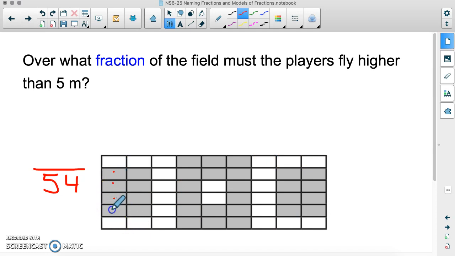Now we need to find out how many of these squares are actually shaded. So 1, 2, 3, 4, 5, 6, 7, 8. There's 8 on this side too, so 16. I'm just going to put dots in them knowing that we've counted them. 17, 18, 19, 20, 21, 22, 23, 24, 25, 26, 27, 28, 29, 30, 31, 32. So we know that there's 32 areas on this field that are shaded. So 32 areas are shaded, 54 areas of the field all together. So that's telling us that a fraction of 32 over 54 of the field is where the players have to fly higher than 5 meters.